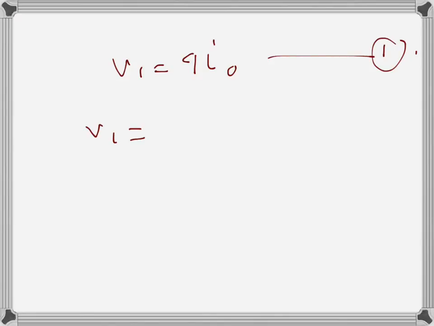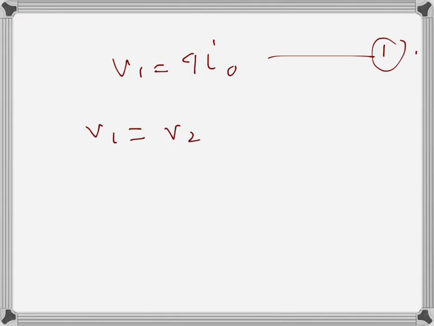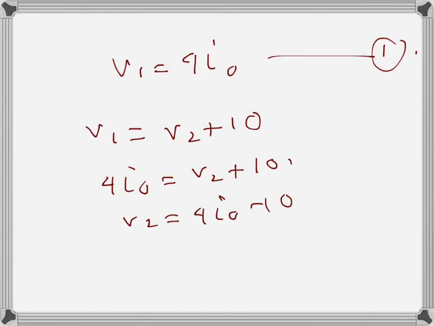Again, V1 can be written as V2 plus 10 because of this voltage source. So instead of V1 I will write 4 I naught, equals V2 plus 10. So I am trying to write V2 in terms of I naught now. So V2 will be 4 I naught minus 10.